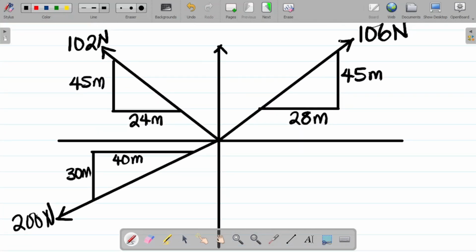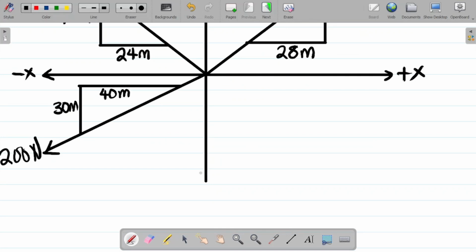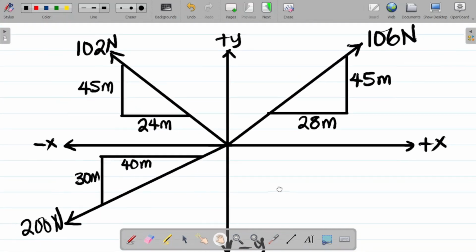So you can see the way I got all of this. This is the positive y, this is the negative x, this is the positive x, and this part is the negative y, so minus y. So we have all of these aspects here.